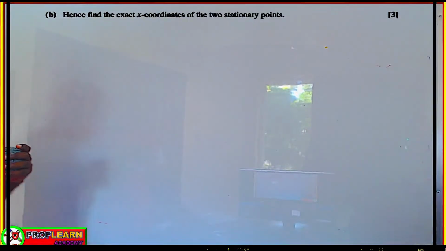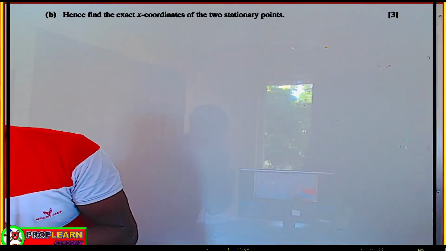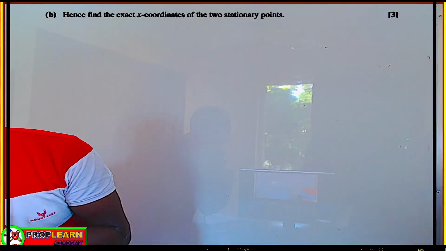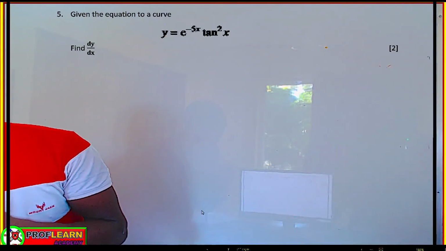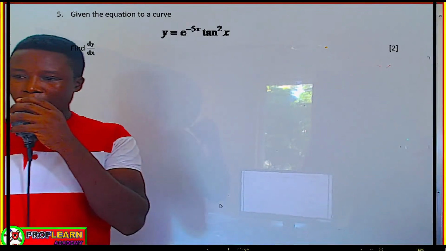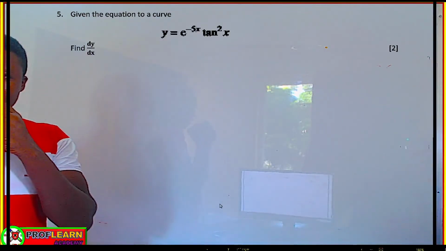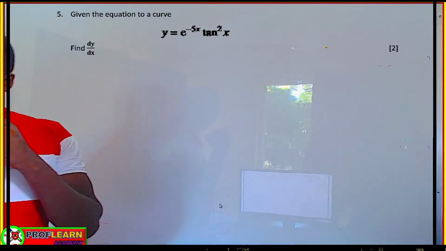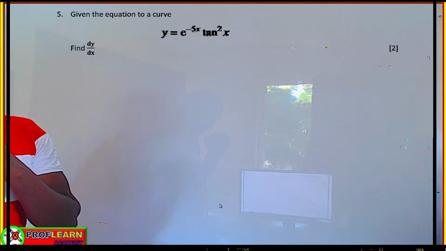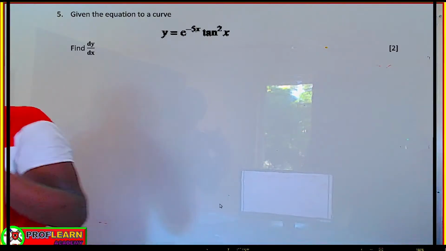Now, the next question of interest is the question whereby you are going to differentiate tan squared. And just look at that. Question 5, the equation of the curve is given by y equals e to negative 5x tan squared x. So how are we going to approach this particular question at this given point?